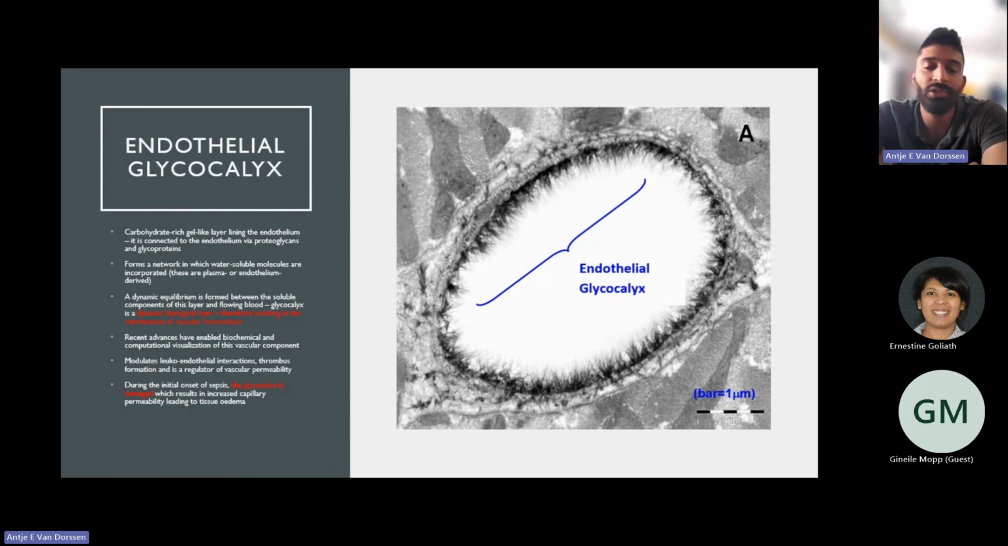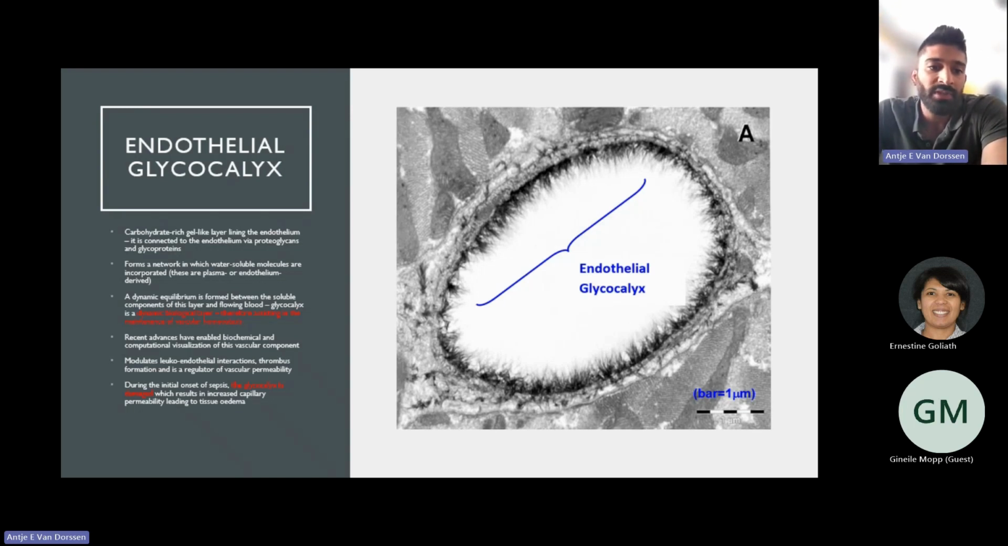So the glycocalyx is essentially a dynamic biological layer, therefore assisting in the maintenance of intravascular homeostasis. And we've only recently become privy to this with more advanced biochemical and computational visualization of the glycocalyx. Its other functions are that it modulates leukoendothelial interactions, it actually assists with thrombus formation, and as mentioned, it's a regulator of vascular permeability.